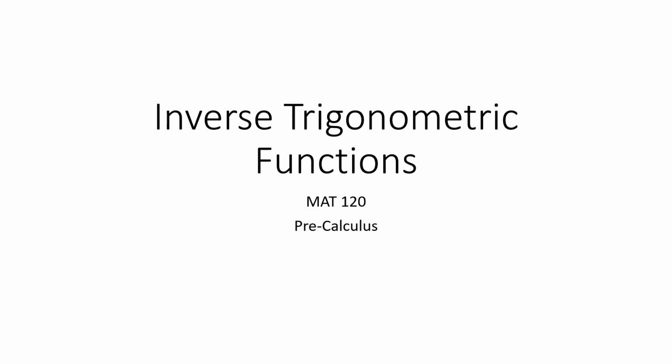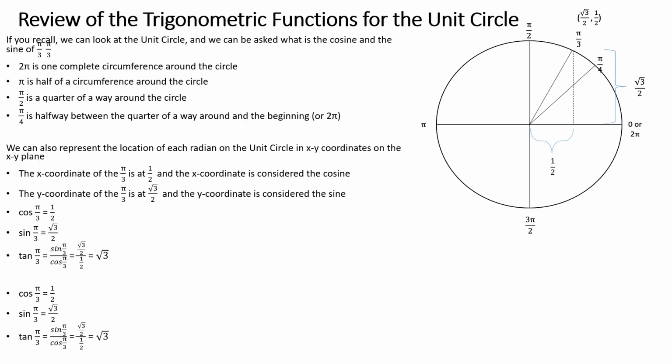Inverse trigonometric functions. I want to review trigonometric functions first. And remember, what we have here is the unit circle, and the circumference of a circle is 2 times pi times radius. So the radius of the unit circle is 1, so it's 2 times pi times 1, or 2 pi. In other words, all the way around here is going to be 2 pi, which is what I've got here.